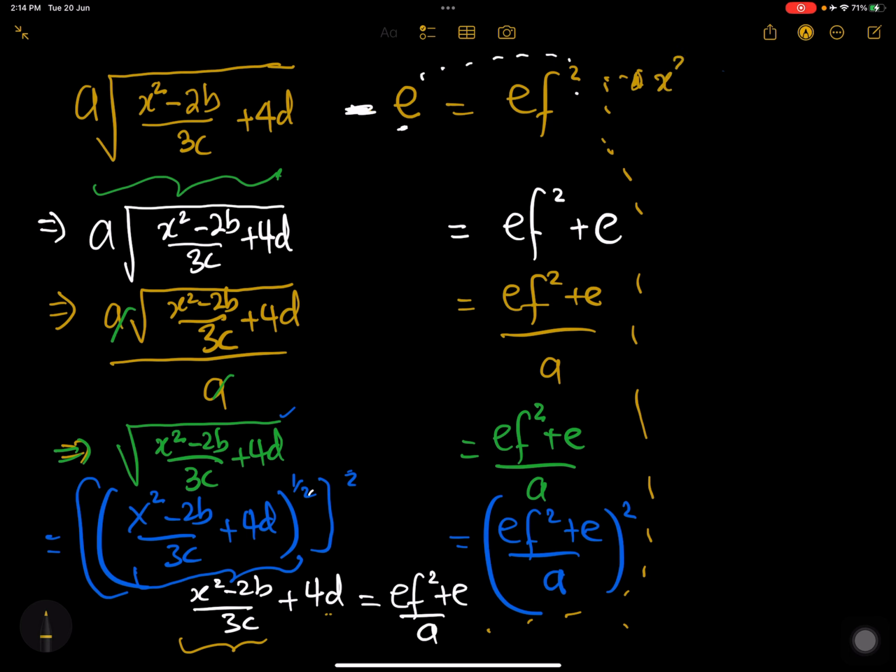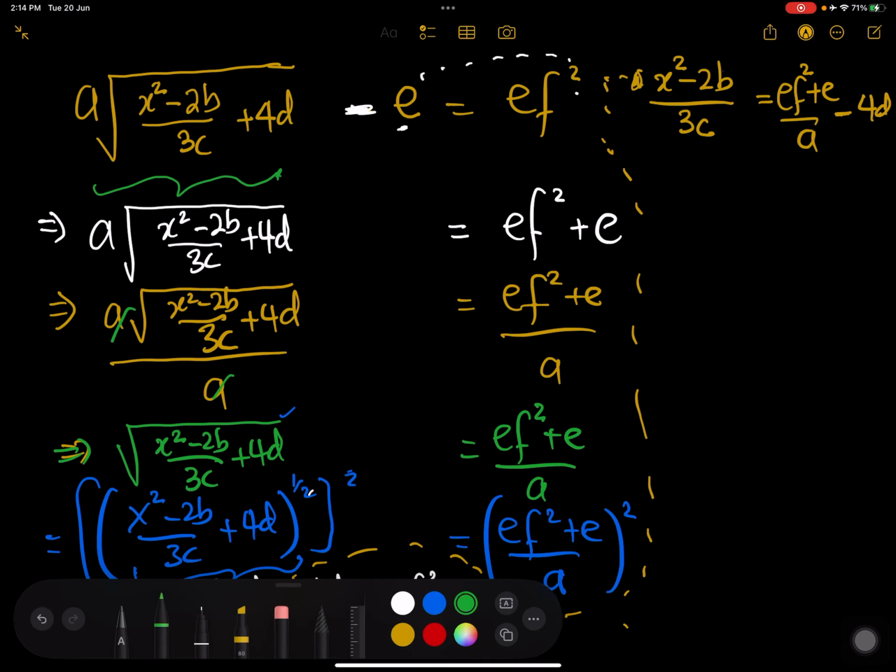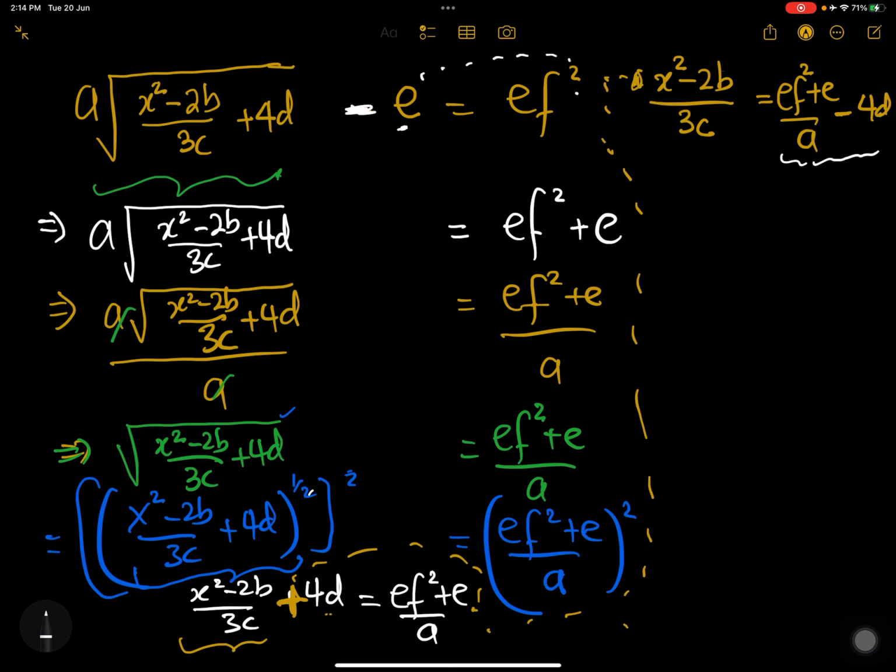So we're going to have our x squared minus 2b divided by 3c, and then the equal to sign will come. We have EF squared plus E divided by A, and we move the 4D to this side. It becomes minus 4D, because it is coming over here. Now, on the right-hand side, we have to simplify because it's a fraction.